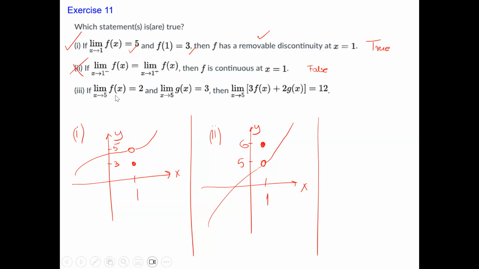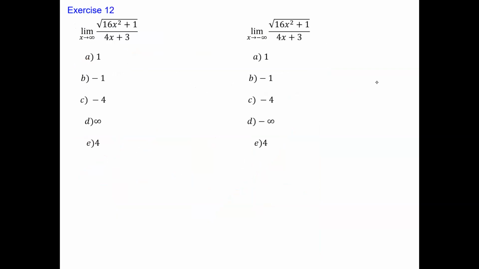Okay, and now just the properties. The limit at 5 is 2 and the limit at 5 is 3 for f and g respectively. And now just the property, they are defined, they exist actually. 3 times 2, because this limit is 2, plus 2 times 3, 6 plus 6, yes, this is true. True statement.